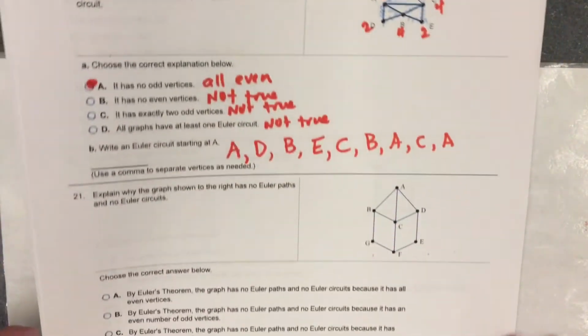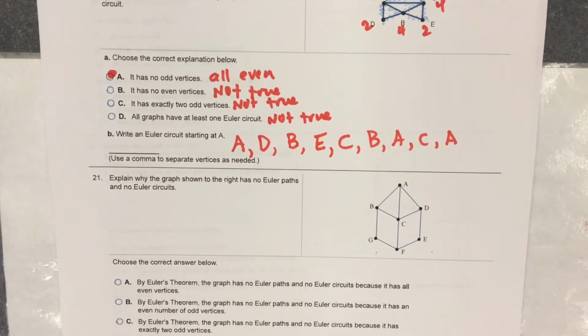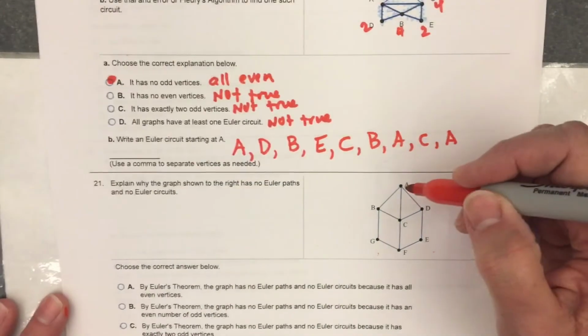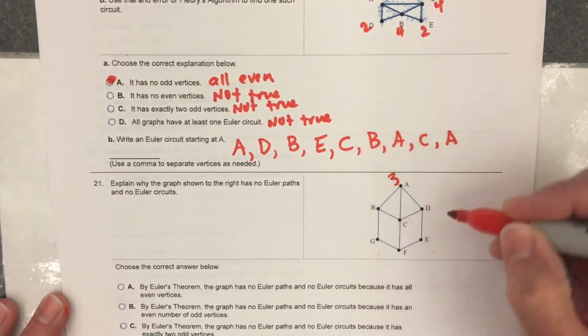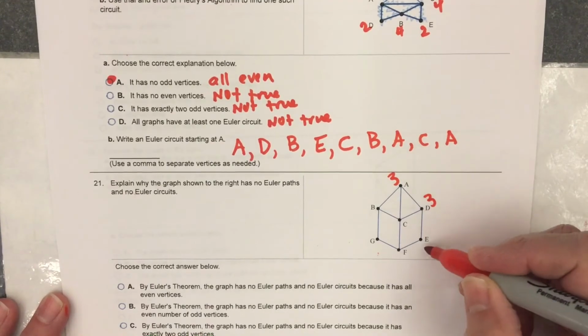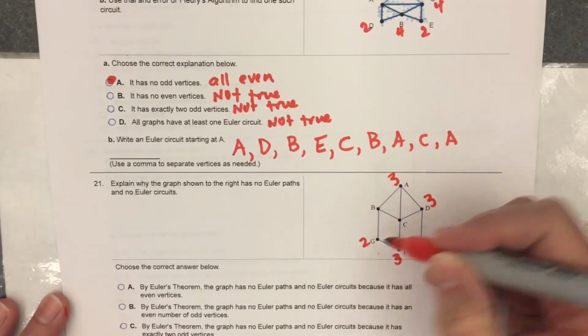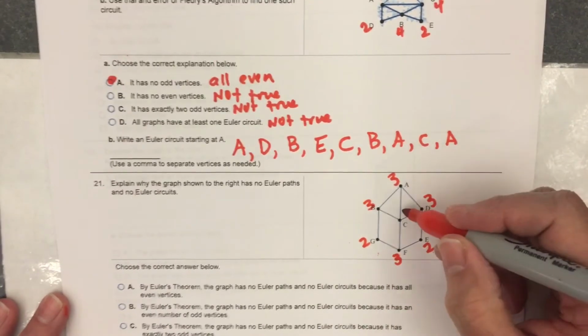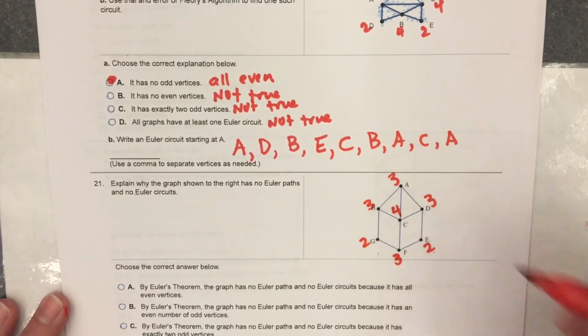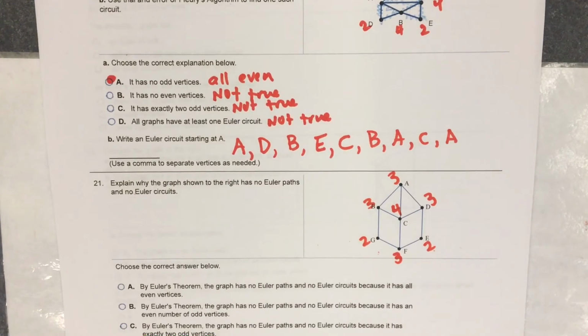Number 21, explain why the graph shown has no Euler paths and no Euler circuits. Well, it is connected. Let's check out the degrees. A is 3, D is 3, E is 2, F is 3, G is 2, B is 3, 1, 2, C is 4. But once I get 3 odds, I'm done.